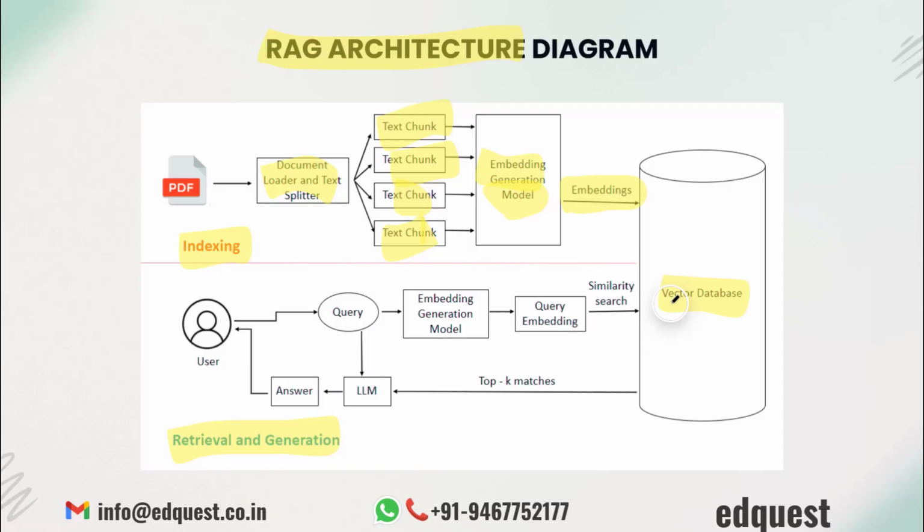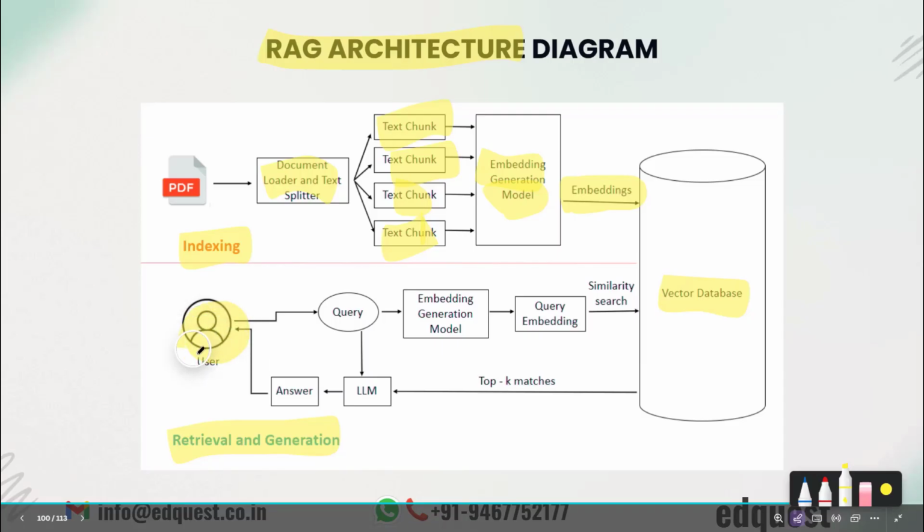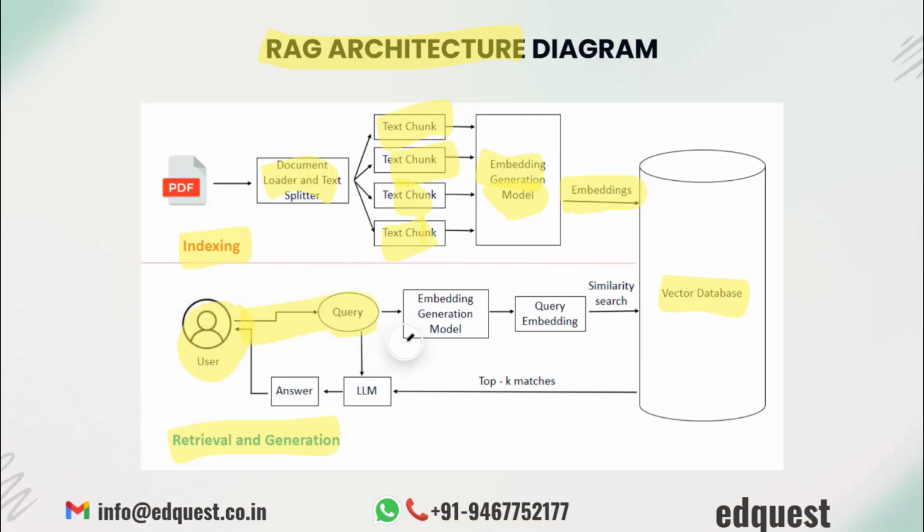Now comes the second part, retrieval and generation. Let's say a user has a question. This question is taken in as a query, and just like earlier, it is passed through the embedding generation model to convert it into a query embedding. Again, a vector that represents its meaning. This query embedding is now compared with all the stored document embeddings in the vector database through a similarity search. The system finds the top k matching chunks. These are the pieces of information that are most relevant to the question.